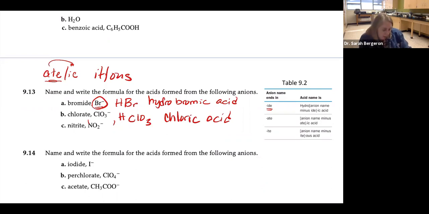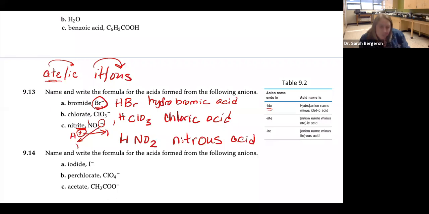So NO2 minus, same thing, we have a hydrogen ion, and we're going to swap them, so we get 1 and 1. So HNO2, and we end in ITE, now we're going to make an OUS. So this is nitr, and I'm not going to write the ITE, I'm going to write the OUS, nitrous acid. Okay.